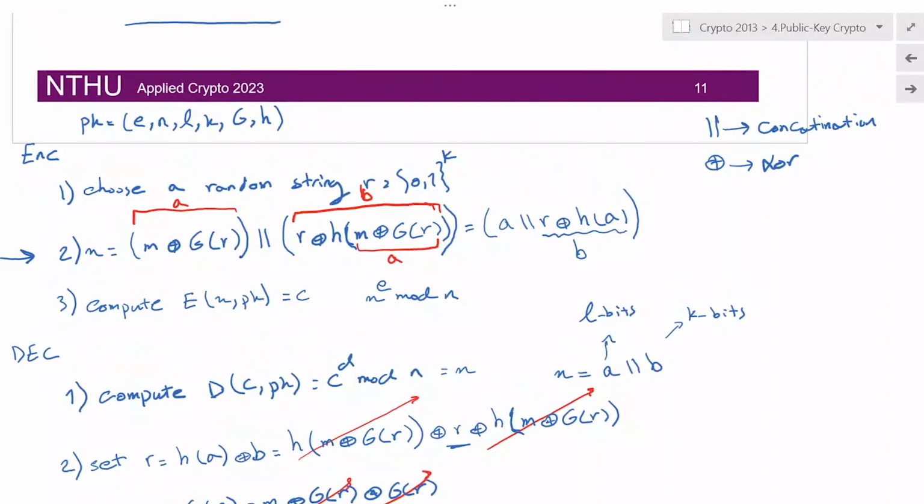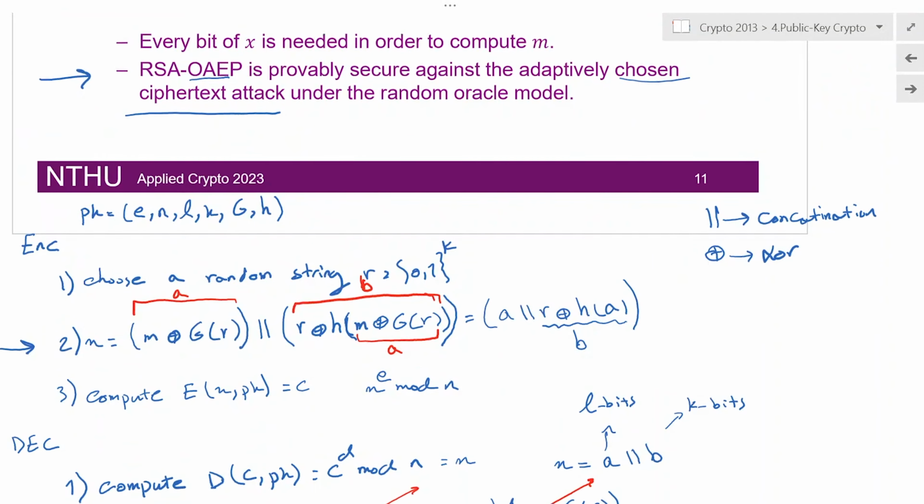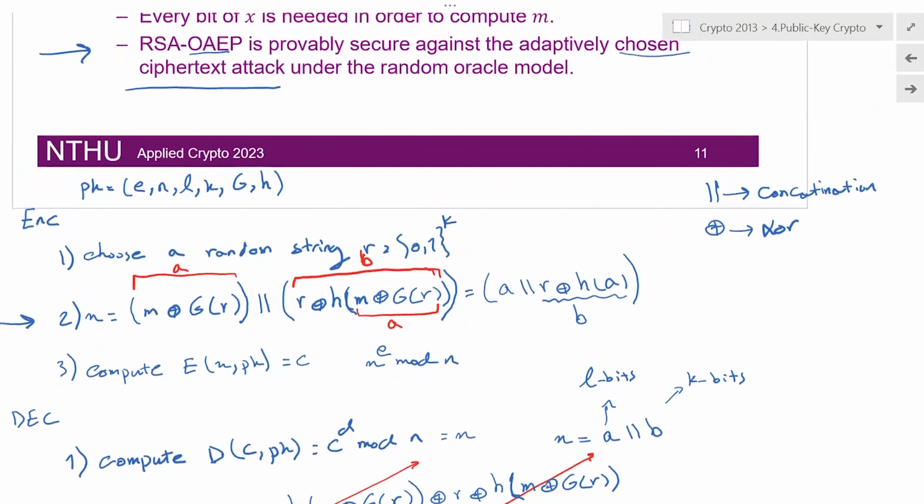From the public key on the top, can you point to which of these, the E, the N, the L, K, G, H, is known? Like, what's public here? The N for sure. No, this is the public key. Everything is public here. The secret key is only the D, the exponent D that this user didn't publish.